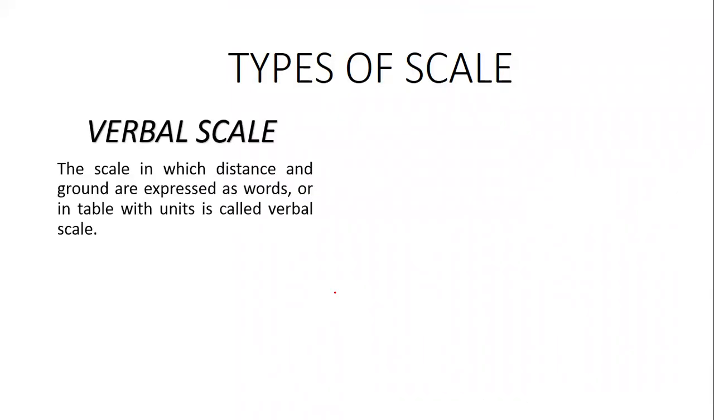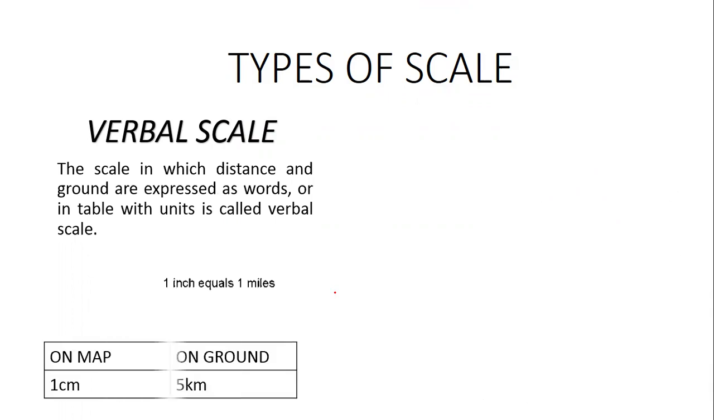Types of scale. Verbal scale. The scale in which distance and ground are expressed as words or in a table with units is called verbal scale. This is expressed as words. This is expressed on a table.